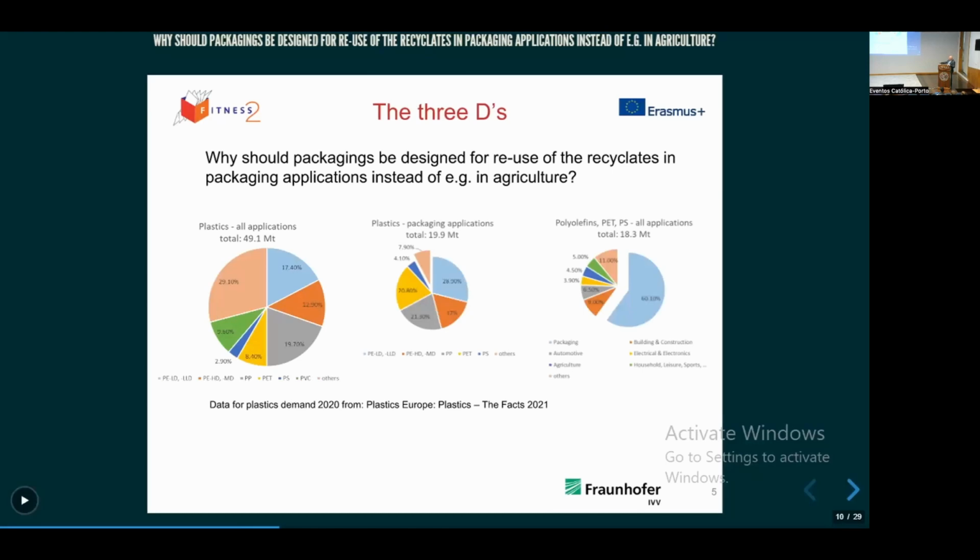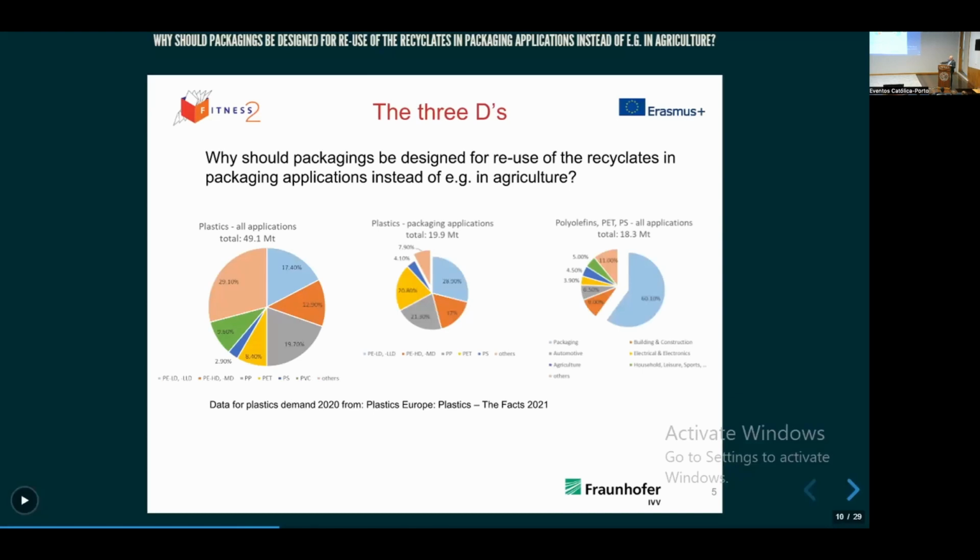If we look at all applications of plastics, these are again the figures from Plastics Europe, valid for 2020, in comparison to the plastics that are used in packaging, you will recognize that packaging plastics are composed of 5 major elements: LDPE, HDPE, polypropylene, PET, and polystyrene.